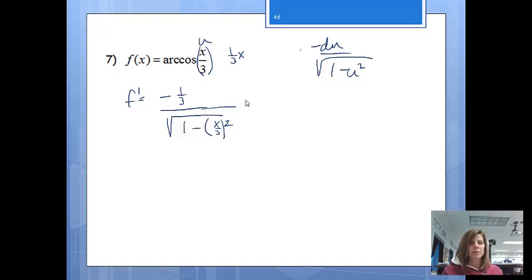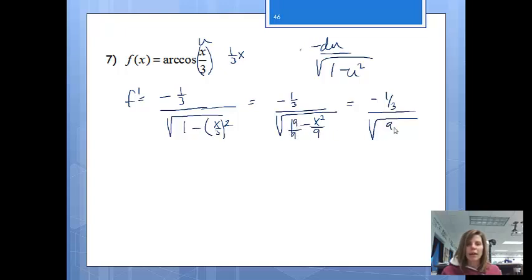Okay, and notice it kind of looks messy, but we're going to try to clean it up here. I'm going to have negative 1/3 over square root of 1 minus, don't forget I have to square both parts, so this will end up being x squared over 9. And now notice this looks like a mess. It's a complex fraction, and complex fractions are big no-nos. So what we are going to do is get a common denominator, and hopefully you're getting pretty good at getting a common denominator. This denominator would be 9, and I'd have to multiply it by 9, so we're going to get 9 minus x squared over 9. Okay, and still it's complex, so I still don't like it, so we're just going to keep going here.